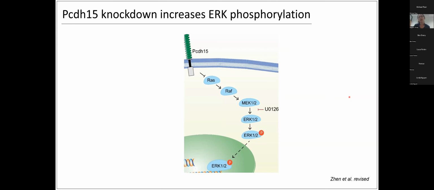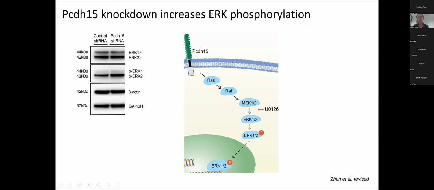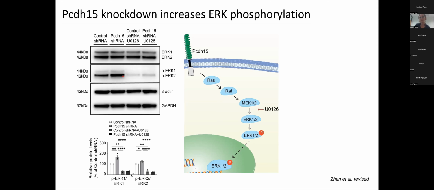And so we looked at the expression of Erk1 and 2 in control and knockdown OPCs and found that the total protein levels were completely the same. But we did find that both phospho-Erk1 and phospho-Erk2 were increased in the knockdown cultures. And so our goal was then to block Erk phosphorylation and see whether or not protocadherin 15 knockdown could or could not then still drive extra proliferation.